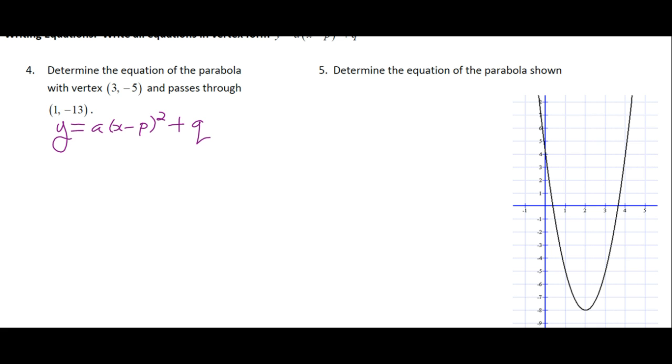And then I like to say this. Okay, so that means y equals a(x - 3)² - 5. So I'm going to put in the p and the q. Okay, now what?